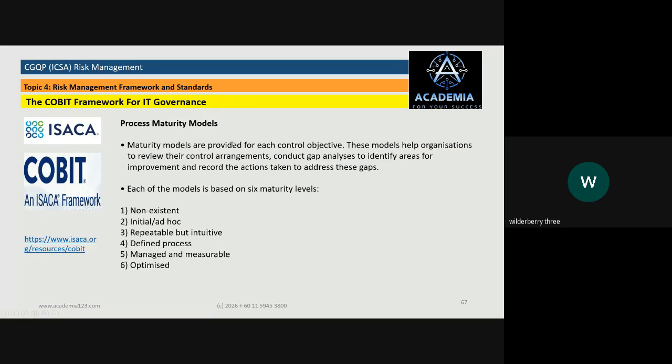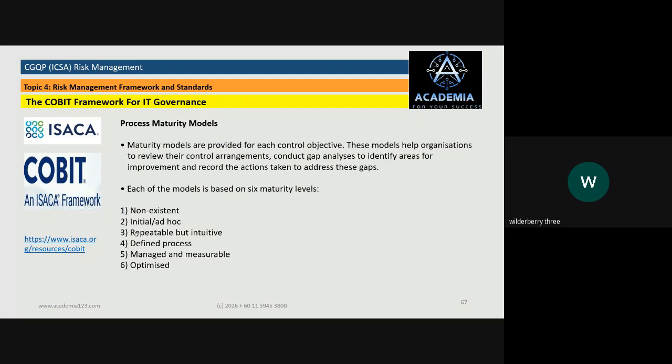Each model is based on maturity models. The maturity models, I think, would also be applicable for the other risk approaches, for COSO and ISO, because this can be generalized. You see the maturity levels: non-existent, if you don't have any risk management. You can have a very rudimentary, initial, ad hoc risk management system. You can have a repeatable risk management, but on a very intuitive level. You do some risk management, sometimes you do, sometimes you don't, carried out with gut feeling, intuitive.